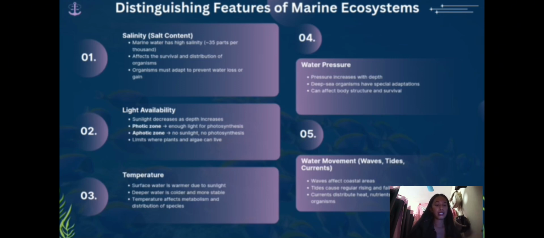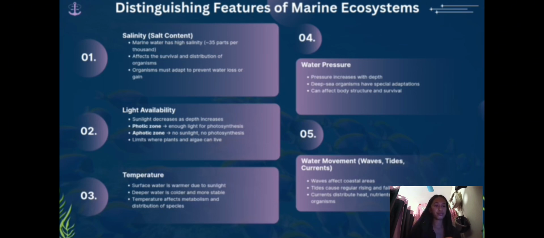So, next is the light availability. Light availability decreases as depth increases. Sunlight can only penetrate the upper layer of the ocean called the photic zone. So, this is where photosynthesis happens. So, most plants and algae live near the surface. In deeper areas, there is little to no light, so organisms rely on other food sources.